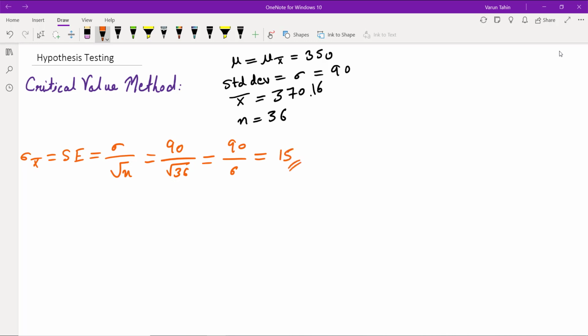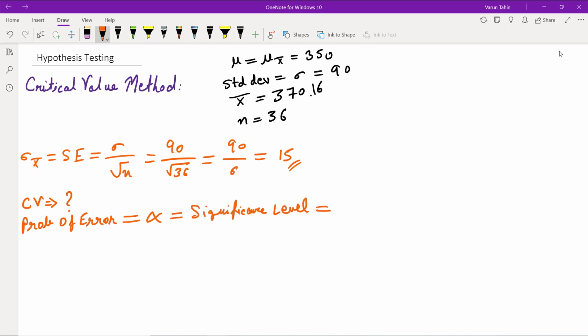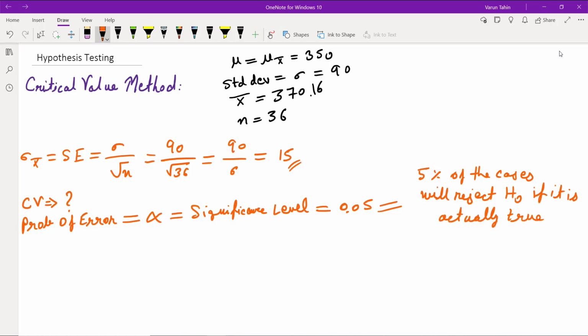So 90 by square root of 36, which is 90 by 6 equals 15. Now next what we need to do is calculate the critical value. Okay, so this is missing and there is something called the probability of error, which is also denoted by alpha or is also known as the significance level. So let's regard this as 0.05. What this signifies is that 5% of the cases will reject the null hypothesis if it is actually true. In other words, 95% of the cases will fail to reject when it is actually true.